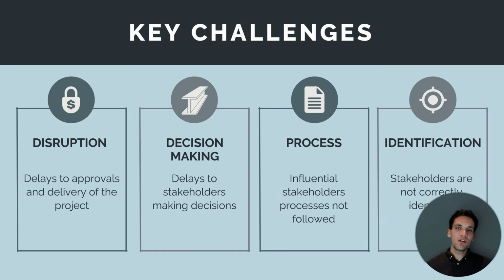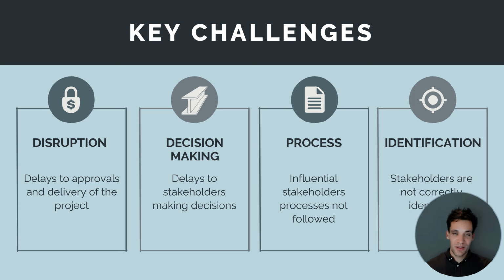So to summarize, what are the biggest challenges with project stakeholder management and what can ChatGPT do to help us? Well, the first one is disruption. When stakeholders get offside, they won't be as supportive of the project and they can even potentially disrupt it.